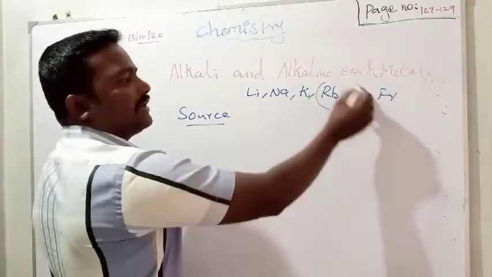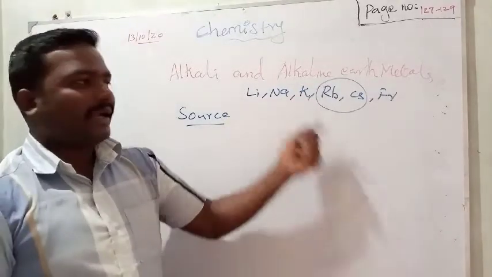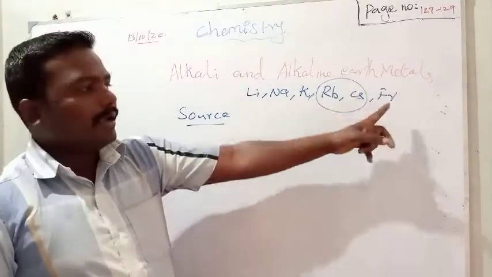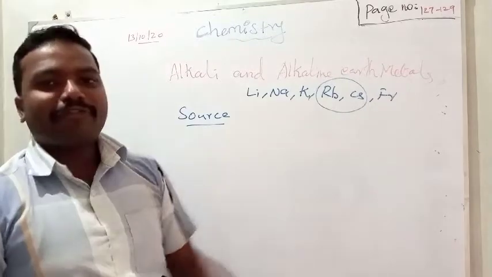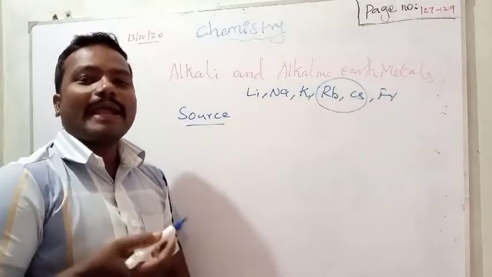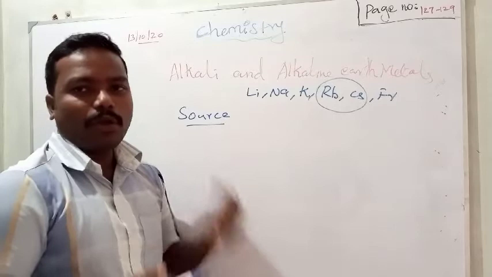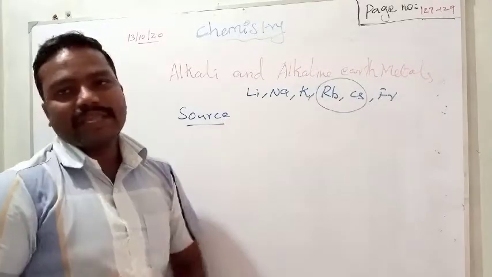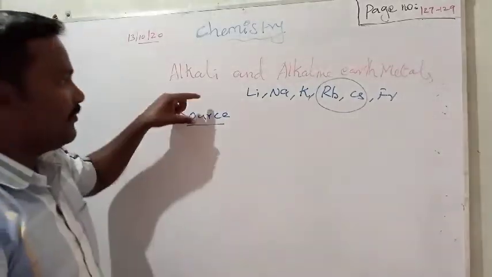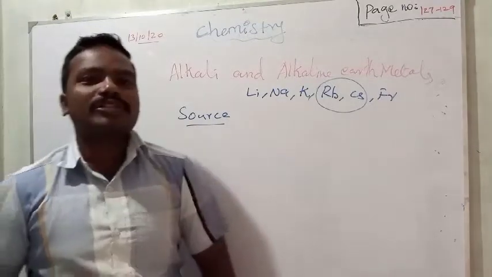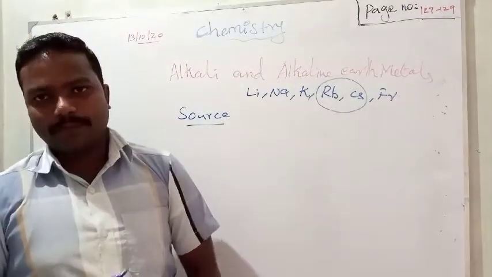Yesterday we have studied rubidium and cesium. We are getting a very low amount. At the same time, francium is a radioactive element, so that is also a rare element. Other things we can get. Today we are going to start with the sources of all those first group elements.